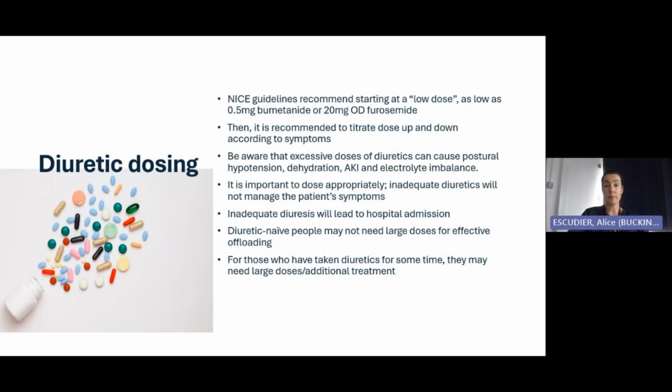So how do we dose them? The NICE guidelines recommend starting loop diuretics at a low dose, as low as 0.5 milligram of bumetanide or 20 milligrams of furosemide. We then up titrate doses according to patient symptoms and effectiveness of treatment. We need to be aware that big doses of diuretics can cause postural hypotension, dehydration, electrolyte imbalance, and potentially acute kidney injury.